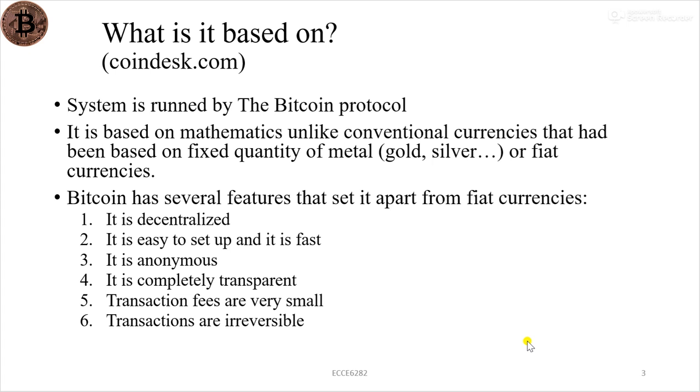It is easy to set up and it is very fast and efficient. It is anonymous. That is a very basic feature of Bitcoin. Like if somebody is buying or selling something through Bitcoin, you cannot trace that person back. You can do anonymous payment through Bitcoin. It is completely transparent. There is no chance of any fraud. Transaction fee is really very small.